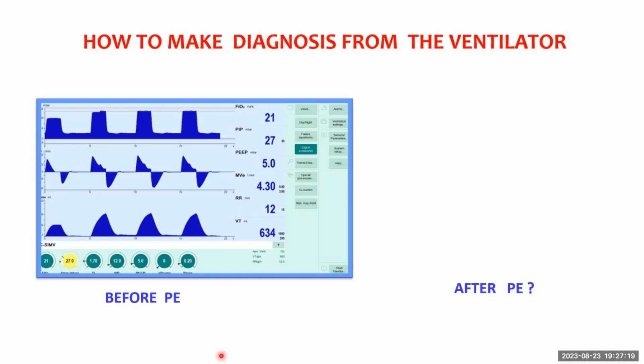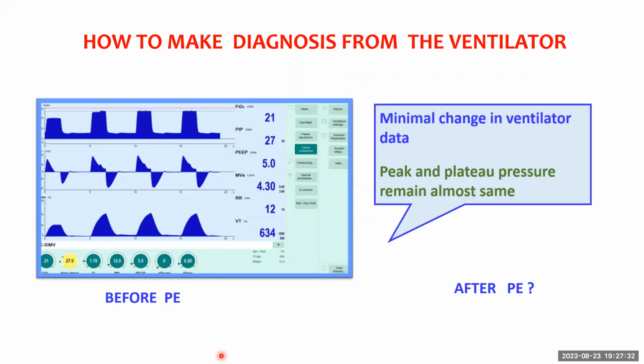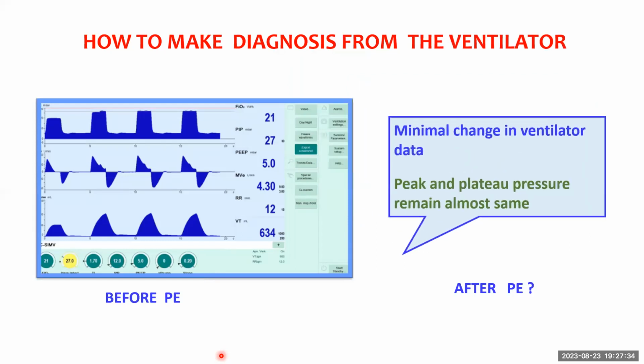So, you see, pulmonary embolism is a vascular phenomenon. Pulmonary embolism occurs within the pulmonary vessels. The lung parenchyma, as such, is not affected, nor are the airways. So, minimal change in ventilator data and peak and plateau pressures remain almost the same.